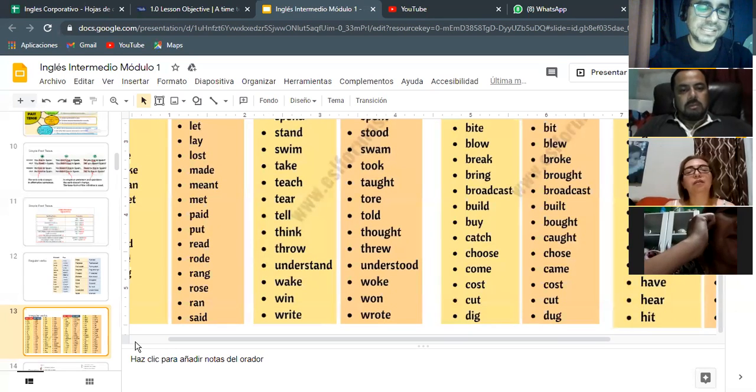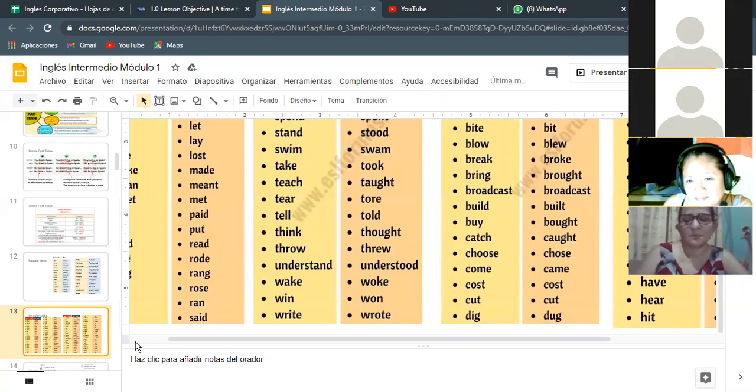Swim is also very easy. I know that you know. That is for Areli. Swam. The Sunday, I swam in the Puerto de Libertad. Oh, that's good. That is a nice one.